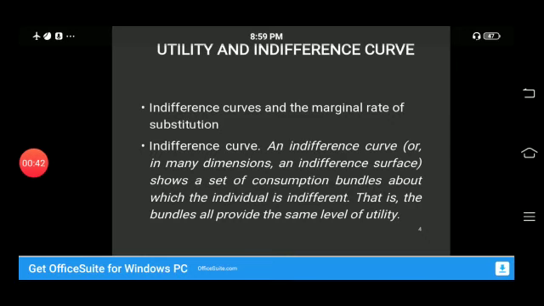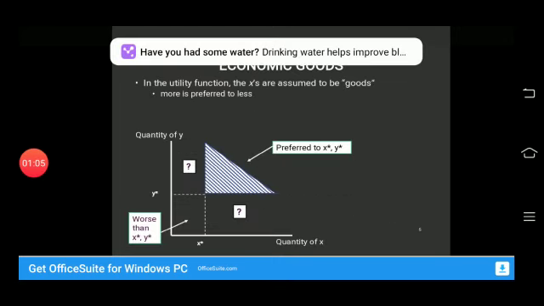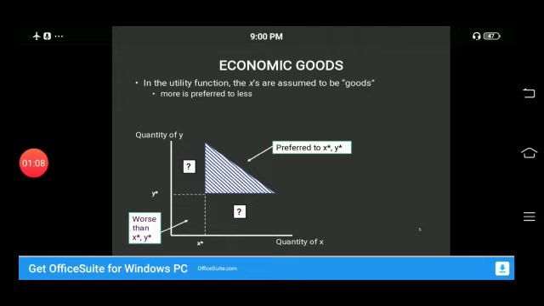First of all, we need to know what is an indifference curve and what is marginal rate of substitution. Indifference curve: an indifference curve is a curve which shows different combinations of two products that give a consumer an equal level of satisfaction. Moving forward, we will see what is economic good. In the utility function, the x are assumed to be goods, and remember that more is preferred to less.